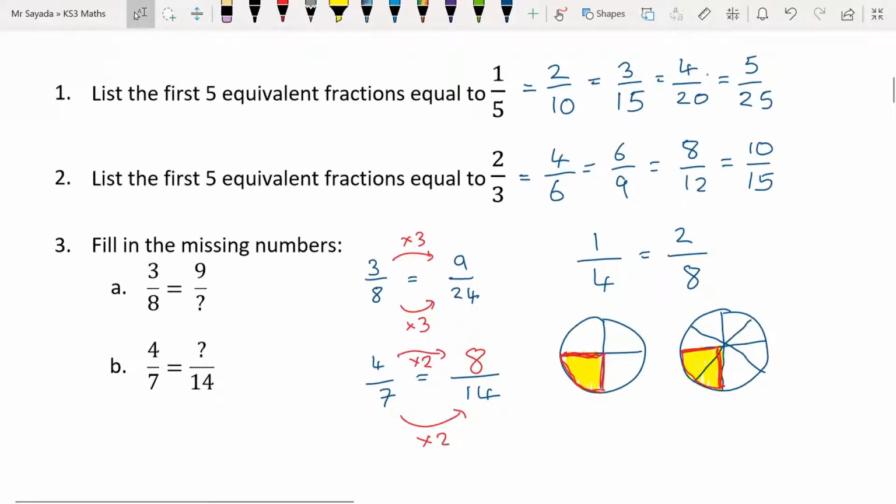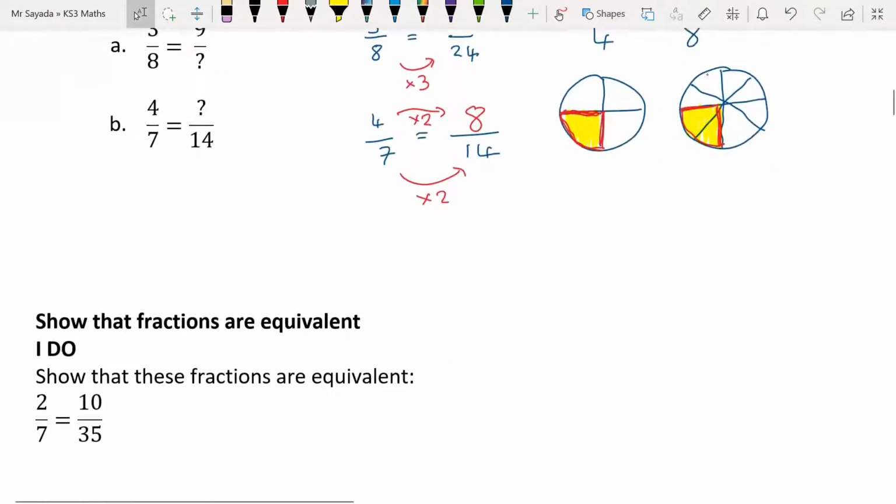Please pause the video to mark and correct your work. Press play once you've done that. You should have now marked and corrected your work.